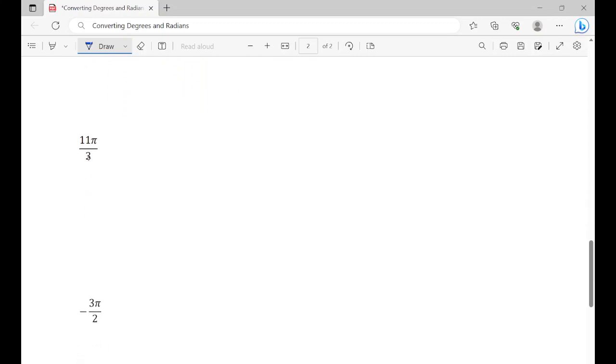Next we're going to do 11 pi over 3. So 11 pi over 3 multiplied by 180 over pi. So again, the pi's will cancel out and we just do 11 times 180 divided by 3. And that's going to end up giving you 660 degrees. Done.